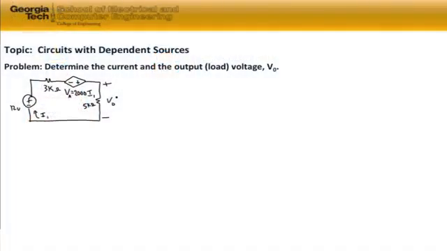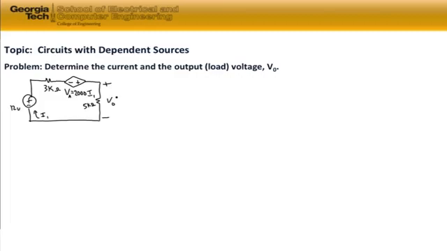The topic of this problem is circuits with dependent sources. And the problem is to determine the current in the circuit and the output or load voltage V sub 0. So if you look at the circuit that we've drawn, we have a 12-volt source at the left-hand side of the circuit, and we have our load resistance at the right-hand side of the circuit. So we have a 5 kilo ohm load resistance on the right-hand side of the circuit.